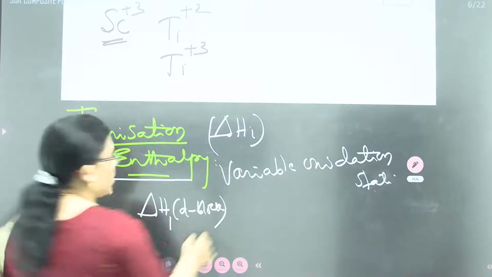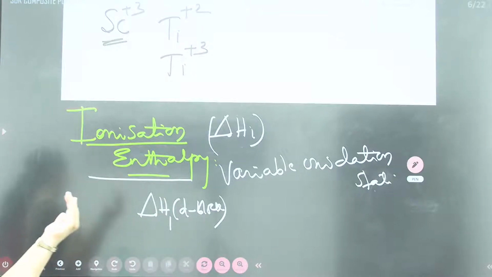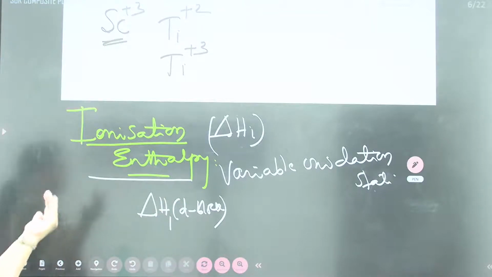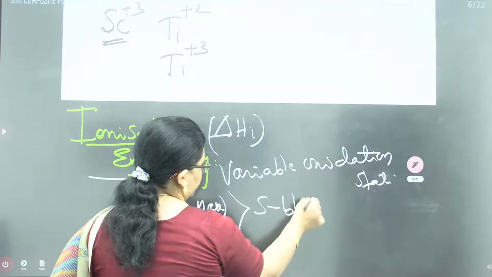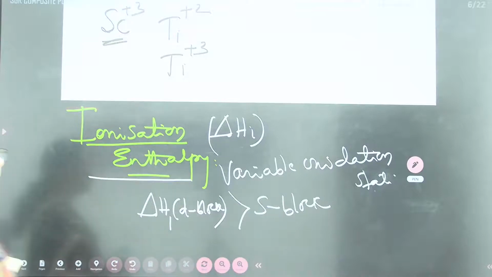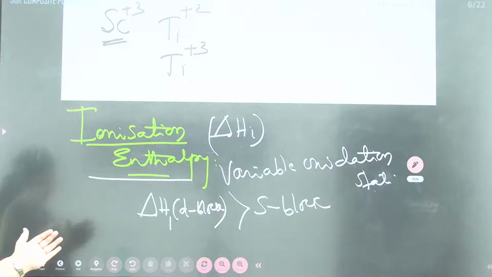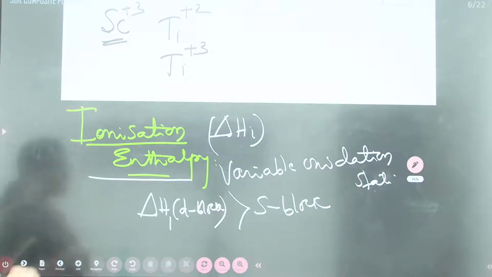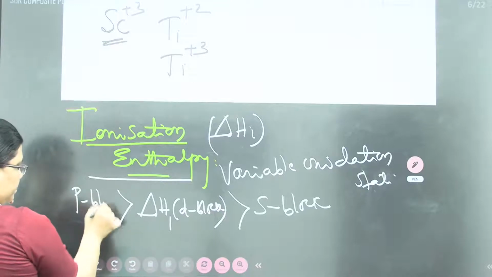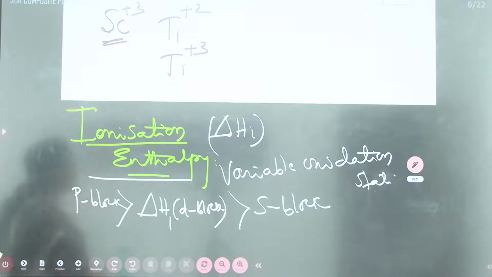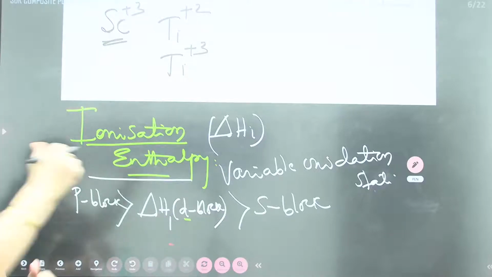Because we are going to compare the d block with the earlier blocks, the s block and the p block, this will be higher as compared to the s block elements. This is the important point we need to remember: with respect to the s block, the d block elements have higher values, but these are less than the p block elements.